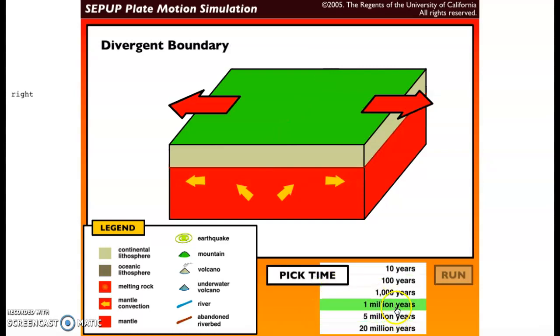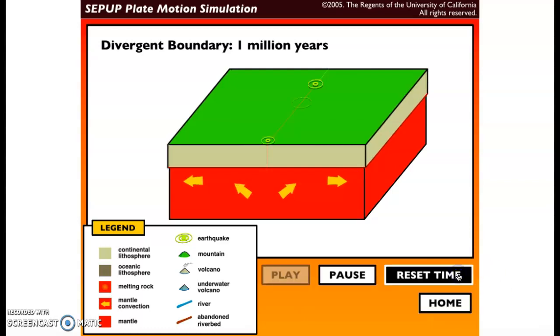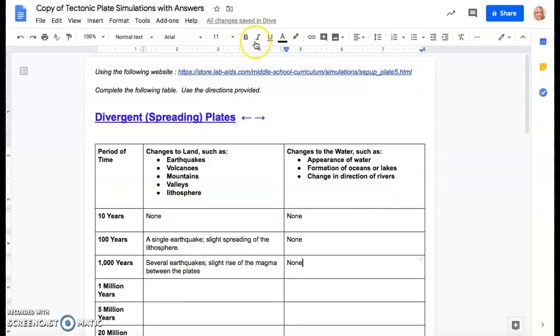I am now going to do 1 million years. So let's see what happens. Okay, in 1 million years, I have more earthquakes, right? And then the magma increases, it pushes up into the center a little bit further. And look up here, I'm starting to see an indent up here. See how the little line dips down? And whenever you have an indentation in between two flat plains, we call that a valley. Okay? Do I have water? No, still no water.